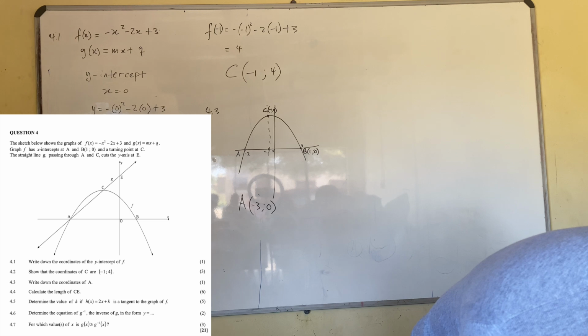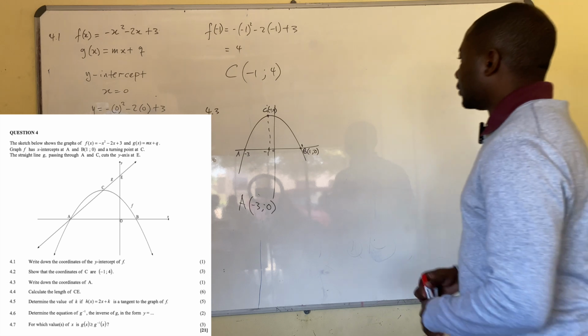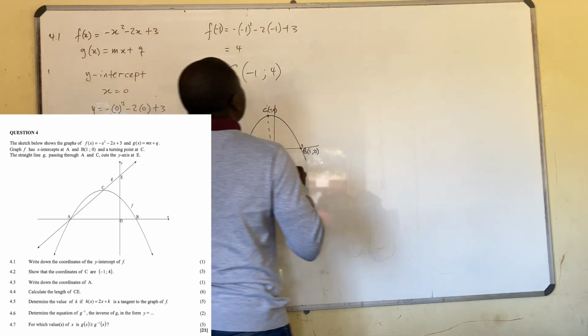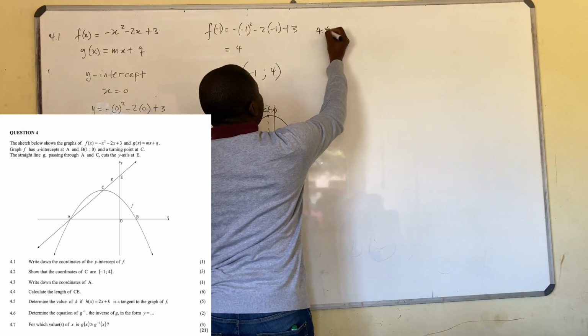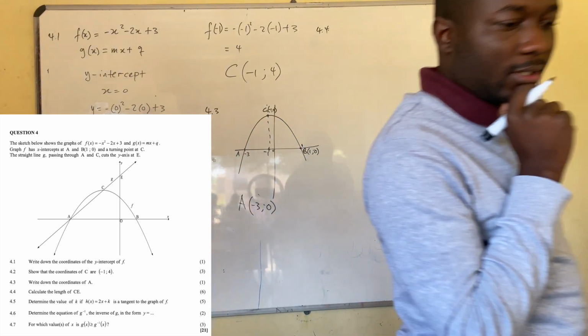Now, the next question, which is 4.4: calculate the length of CE. So, 4.4. You want the length of CE. Now, how do we find the length of CE? What do you think?